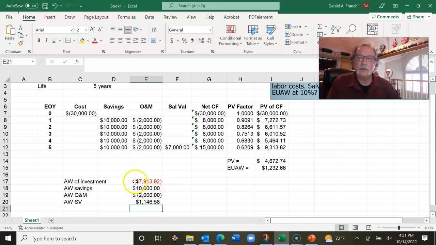So this is the annualized investment, savings, O&M, salvage value. We sum this up. We get the same $1,230.66. Either way is okay. I just wanted to show you, if you're analyzing this in industry, probably going to do it this way, the first way that I showed you. But if you look at textbooks going through the annual cash flow analysis, this is the way that they will show you how to do it.